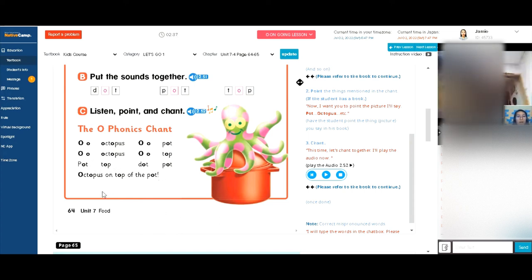Pot, top, dot, pot. Okay, one more time. Pot. Top. Dot. Pot. Or octopus. Octopus. Okay, can you please say octopus three times?